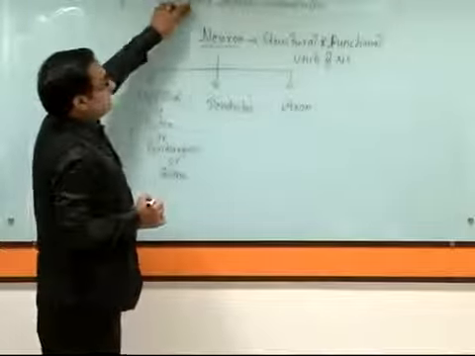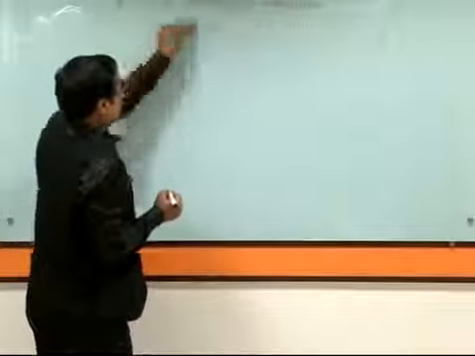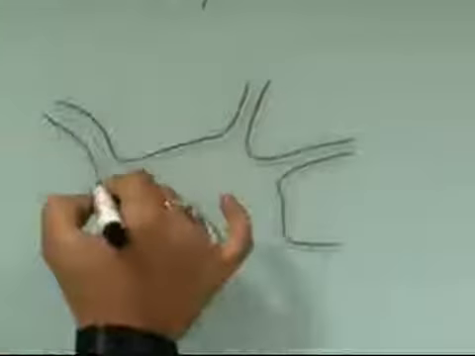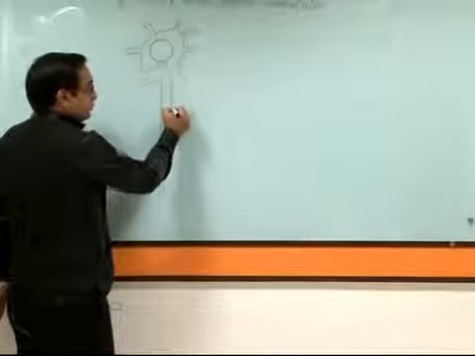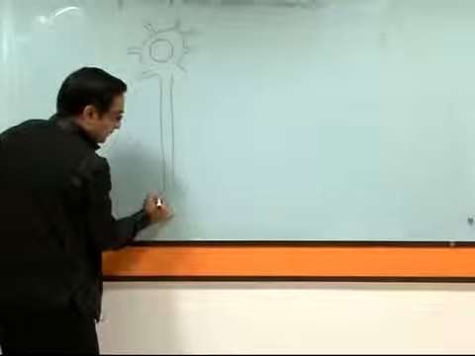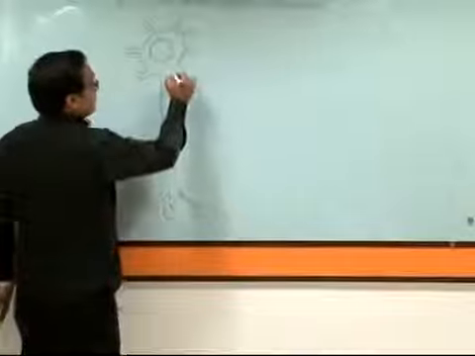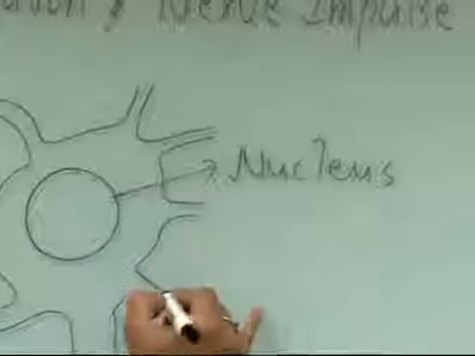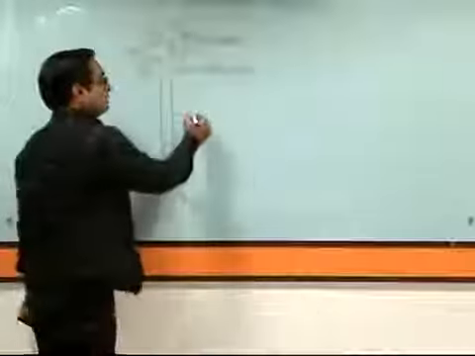Right? If we see the diagram of a neuron in its simplest form, a neuron is like this. These are the dendrites. This is axon. Axon is the longest part of a neuron. These are terminal endings of axon. This is nucleus of neuron. These are dendrites. This is axon.